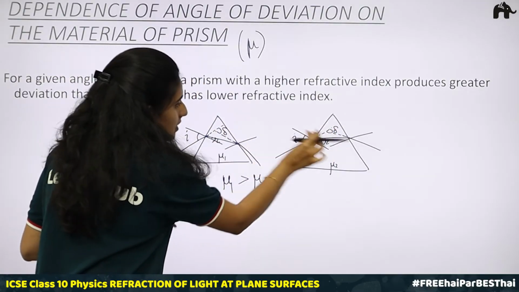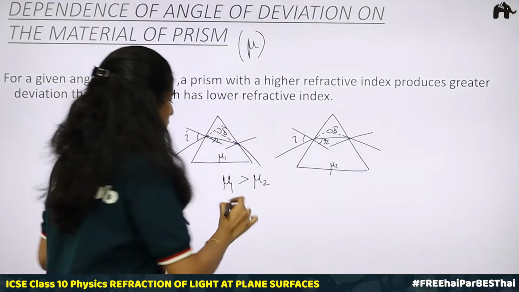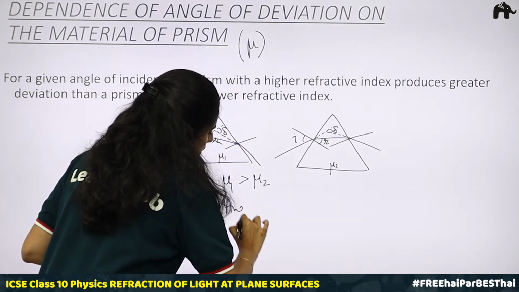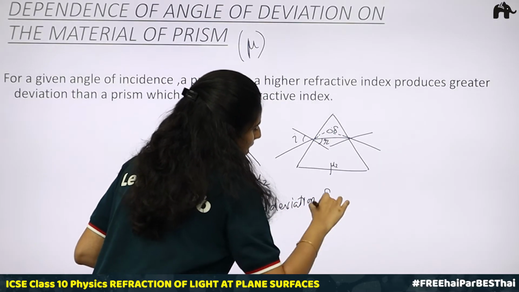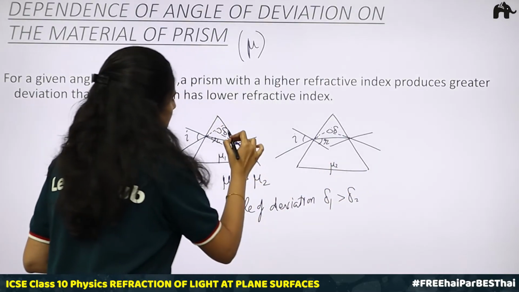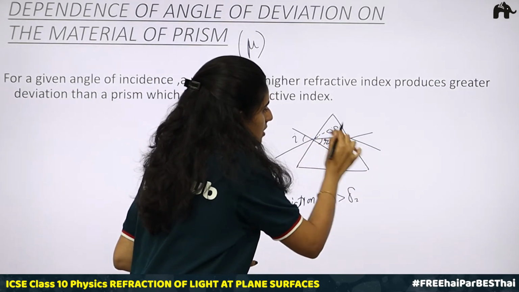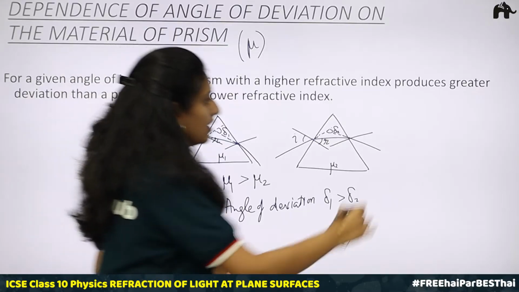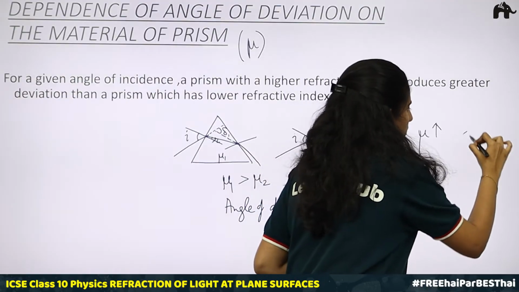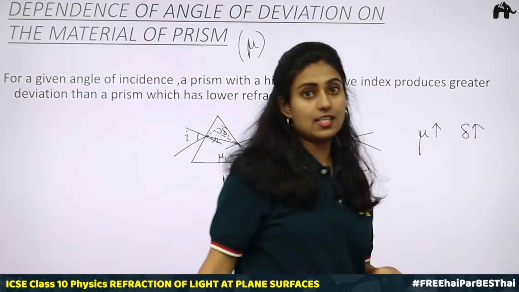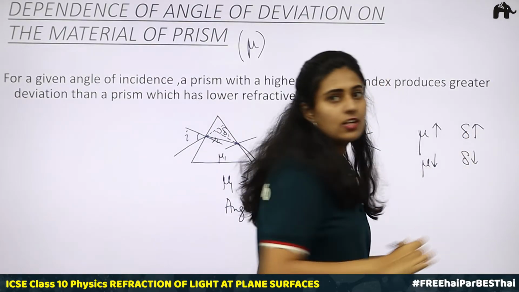Here, compared to this second glass, the angle of deviation is maximum, which means delta 1 is greater than delta 2. Delta 1 is the angle of deviation in the first prism and the angle of deviation in the second prism is taken as delta 2. We can say that when the refractive index increases, the angle of deviation also increases. They are directly proportional. When the refractive index decreases, the angle of deviation also decreases.